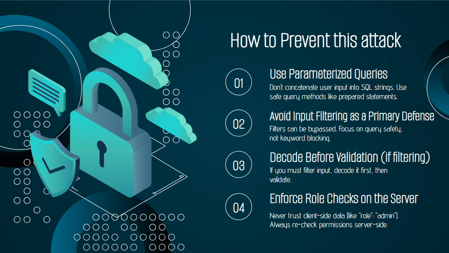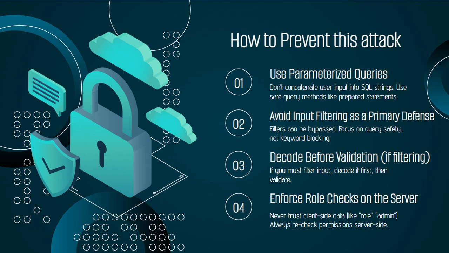The second round of defense is don't rely on filtering. The application attempted to block SQL keywords like select or minus minus through input filtering, but filters are unreliable. Attackers can rewrite their input using encoding or slight variations to get around these blocks. In our case, double URL encoding let us bypass the filters entirely because the server didn't recognize the payload in its encoded form.